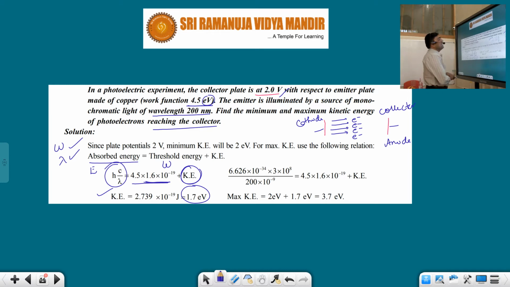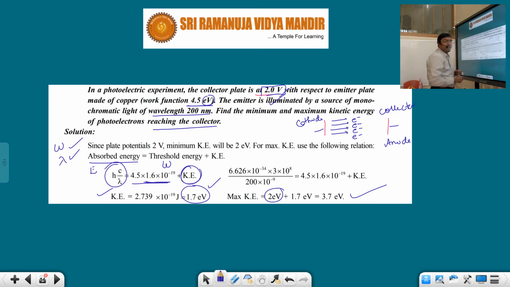So maximum kinetic energy. If you don't apply the stopping potential, what happens? That 1.7 plus 2 electron volts, it is going to move with 3.7 electron volts. That is what you have to understand. So 2 plus 1.7 electron volts, that is the maximum. This is the minimum. So listen very carefully: after applying a retarding potential of 2 volts, you are getting kinetic energy how much?